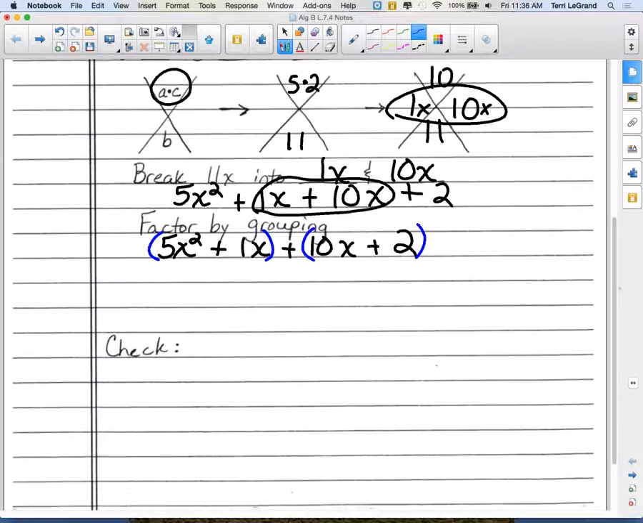What's the GCF of our first group? 5x? Or 1x, just an x, right? There's nothing you can divide out of 5 and 1 other than 1. If this one has an x squared, the other one has an x, so we can divide an x out of both of them. What's 5x squared divided by x? 5x, right? What's 1x divided by x? 1.